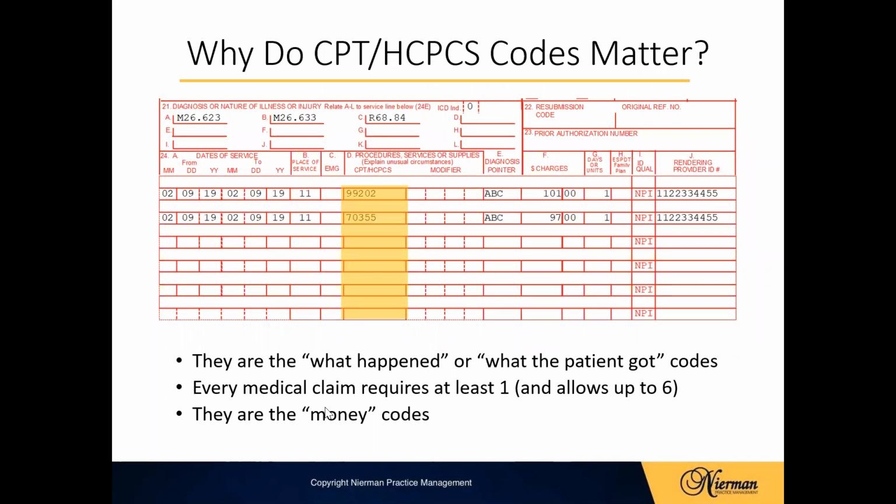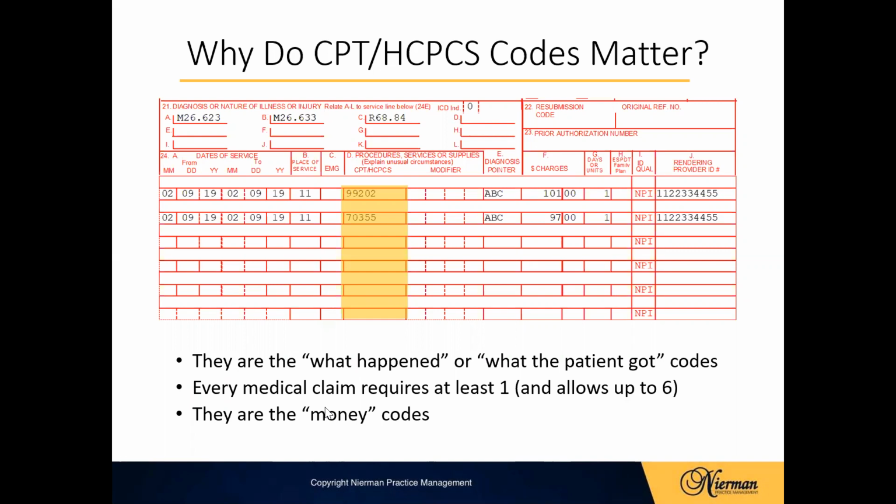So why do CPT codes matter? Well, they show the service you provided, what happened, or the service the patient got. Those are your money codes. And in order to bill medical, every medical claim requires at least one, and allows up to 6 on the claim form. So as you can see from this graphic, the 99202 is an exam. That's a new patient level 2 exam. That'd be about 15, 20 minutes. And the one under that, 70355, would be a Panorex.